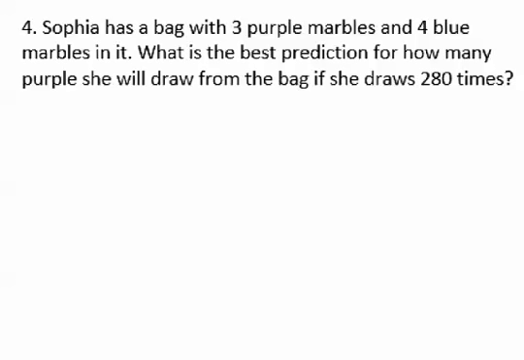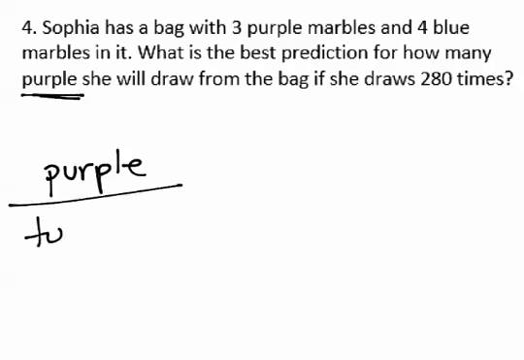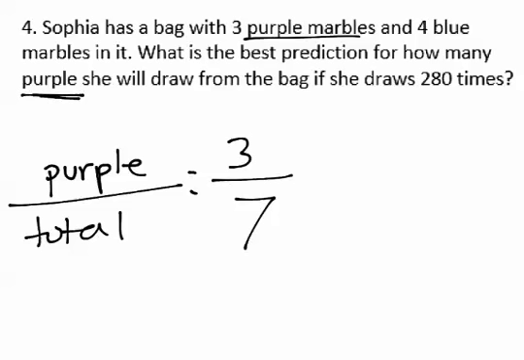All right, so we got Sophia and this bag of purple and blue marbles. We're looking for the best prediction of how many purple. Okay, so we're looking for purple over total. What's the theoretical probability of her picking a purple out? Well, there are 3 purple. And how many total marbles? Well, 3 plus 4 is 7. So of one draw in that bag, she would pick a purple out 3 out of 7 times.